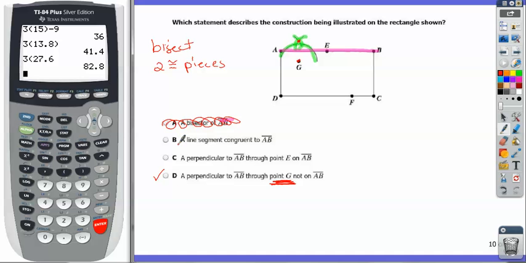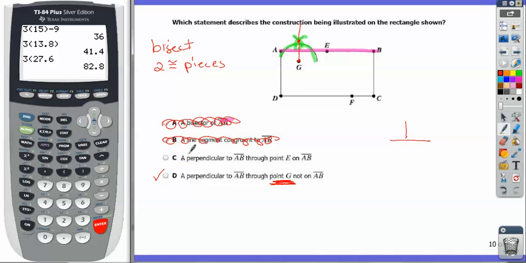B says a line segment congruent to AB. AB is huge. This is not even a fourth. It looks like right around a fourth of it, so that doesn't make sense either. Now, perpendiculars mean they hit at 90. Well, G is already looking like it's 90. So it looks like that's pretty much where we're going.